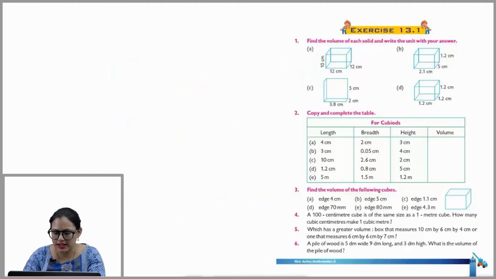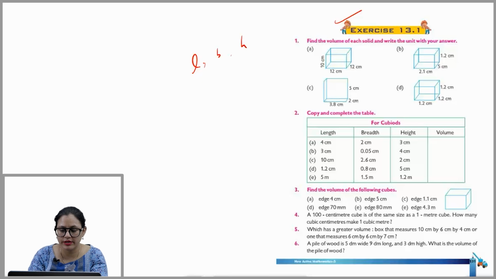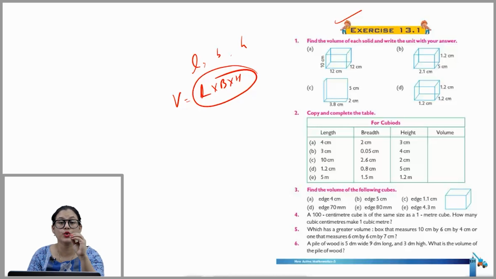Let's do exercise 13.1. Find the volume of each solid and write the unit with your answer. Students, in all the figures you have been given length, breadth and height. You know volume is length into breadth into height, so you will multiply all these three and you will also write the unit. If there is centimeter, then cubic centimeter.